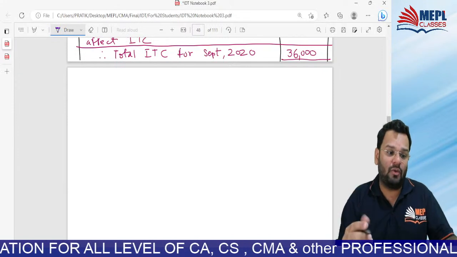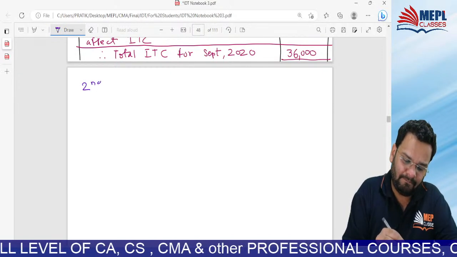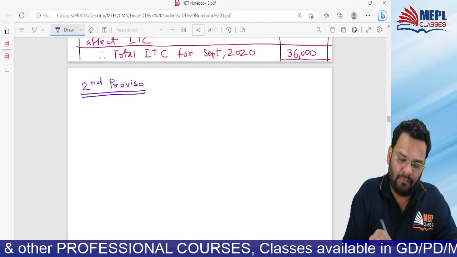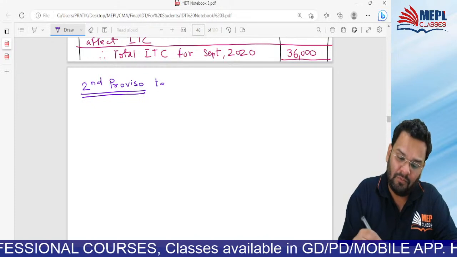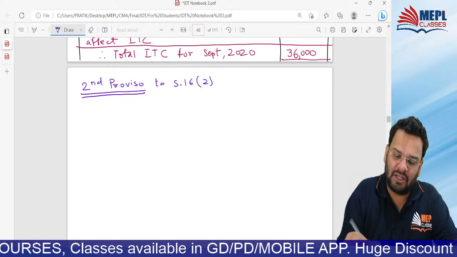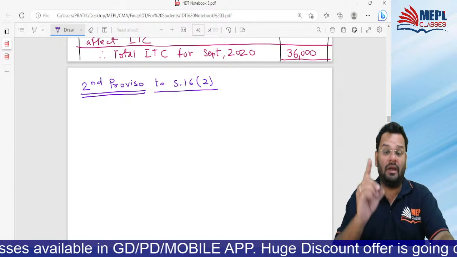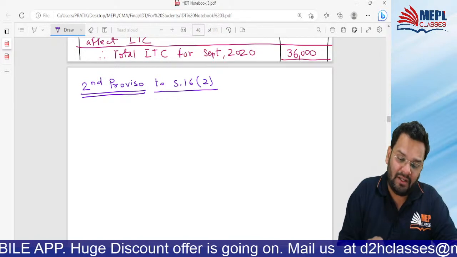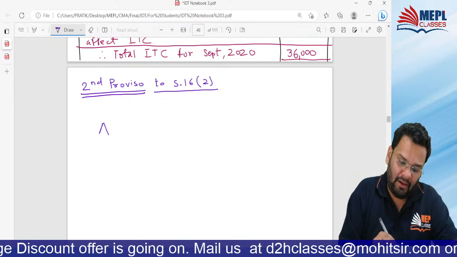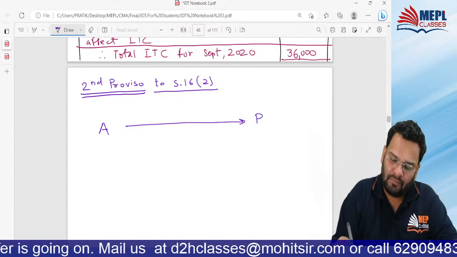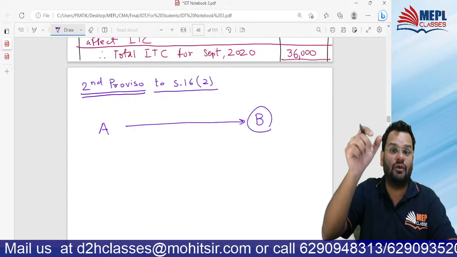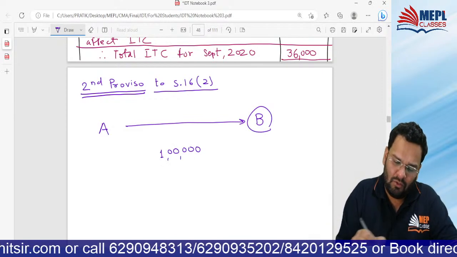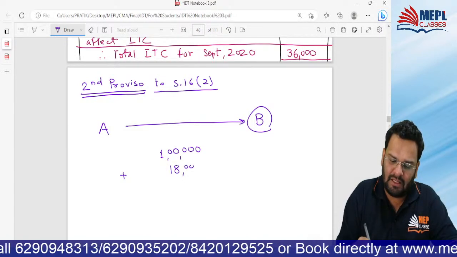So, second proviso, we are now discussing the second proviso to section 16, subsection 2. Please understand carefully what I am saying. We are discussing that A has sold goods to B. You remember we are discussing ITC for this B. A has sold goods to B for 1 lakh plus 18,000 GST.